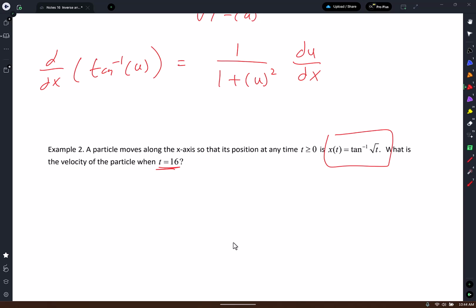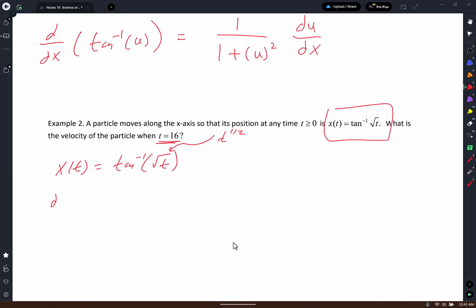So how do I get velocity from position? A derivative. So I have x, so let me rewrite it. x of t equals arc tan, or inverse tan, however you prefer to say it, with square root of t as your argument. Make a little note. All right, here we go.